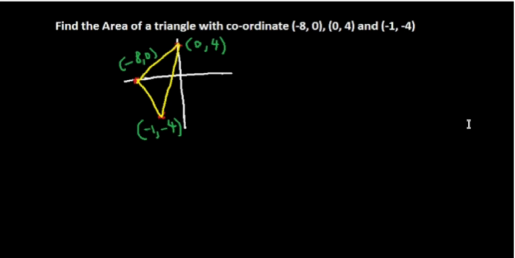The area of a triangle that we are conversant with is the right angle triangle, where we just do half base times height. But in the case where you're given the coordinates, what will you do? I'll be showing you two ways to solve this quickly. The first one is using the formula.